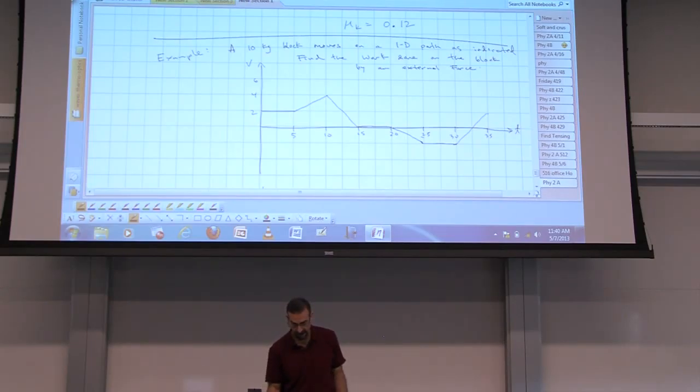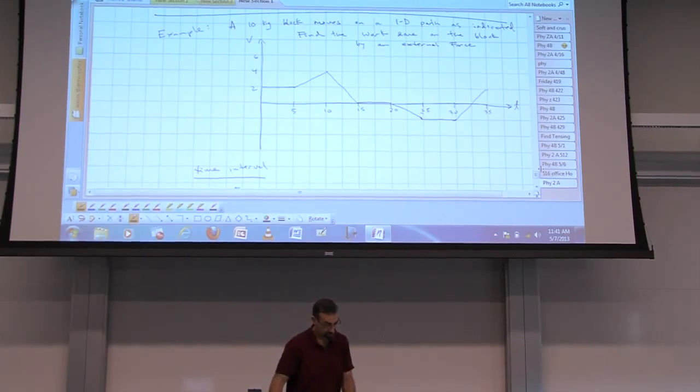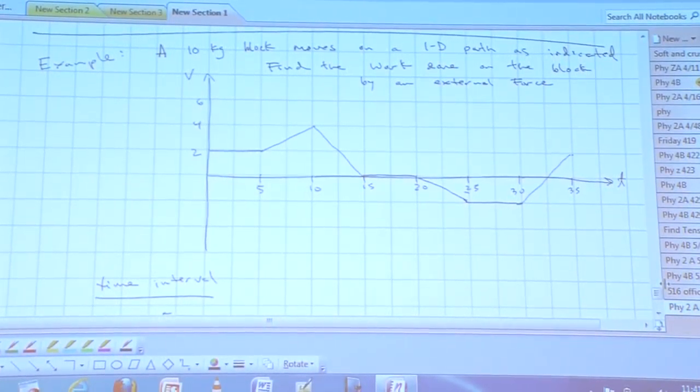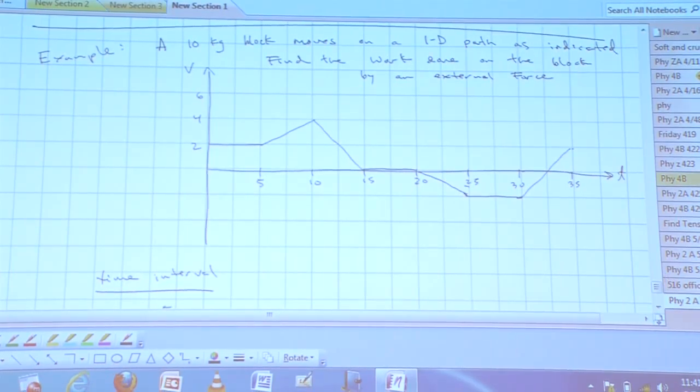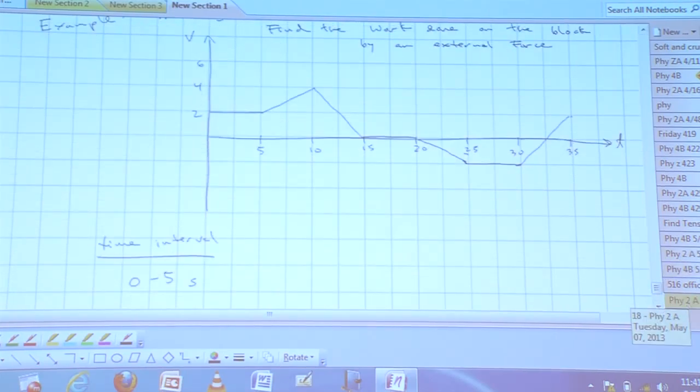Okay, so find the work done on the block by an external force. So first time interval, 0 to 5 seconds. We have to get to the last time interval before time runs out, because that's the most interesting one. Can't leave you hanging. Got to get through there. So the first one, what do you think? What's the work done?